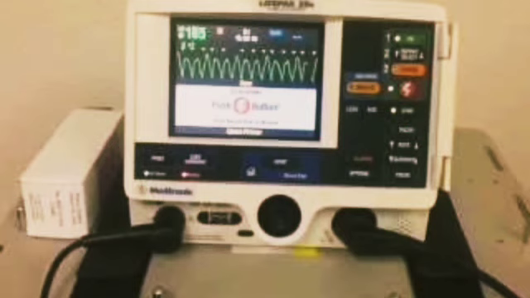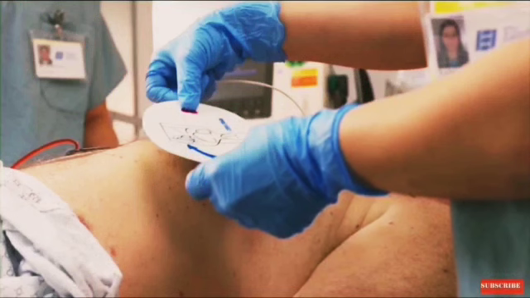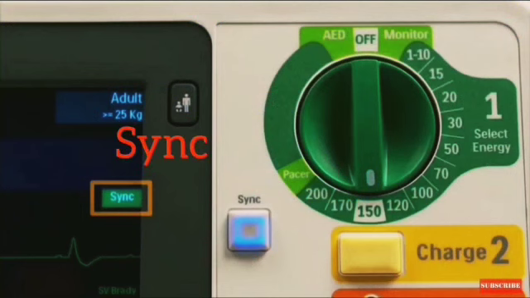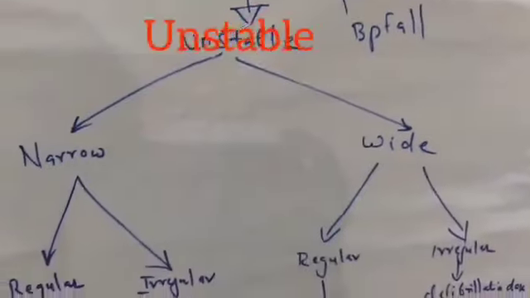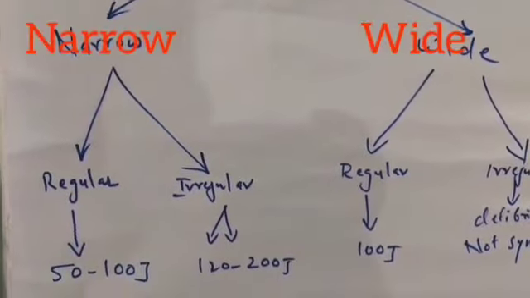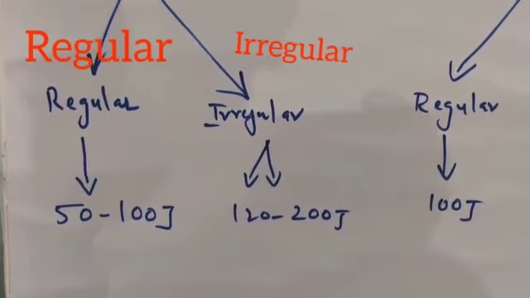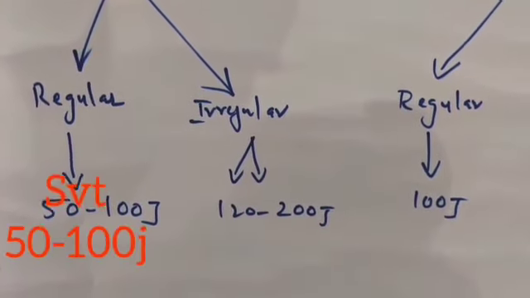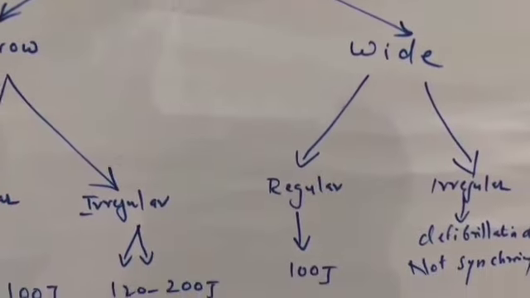How to do this procedure? Get consent, give sedation, turn on the defibrillator, attach the monitor leads, press the sync button, select the appropriate energy level and give synchronous cardioversion. So how to select energy level? Again here, look whether it's a narrow or wide. If narrow, see whether it's regular or irregular. For regular like SVT, give 50 to 100 joules. For irregular like in AF, give 120 to 200 joules.